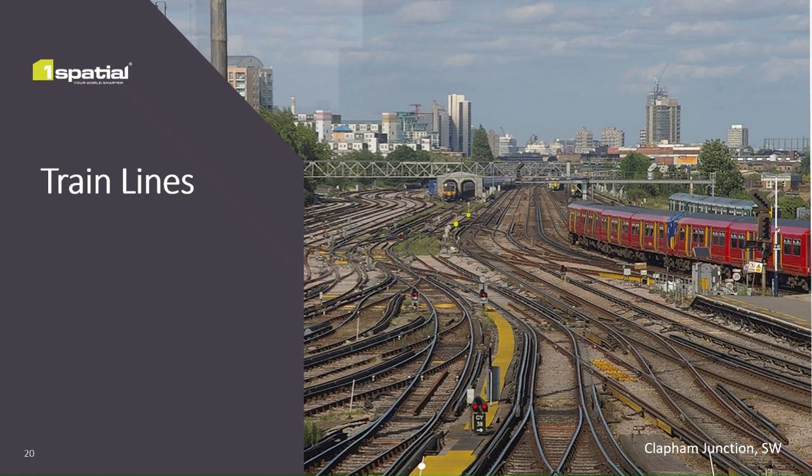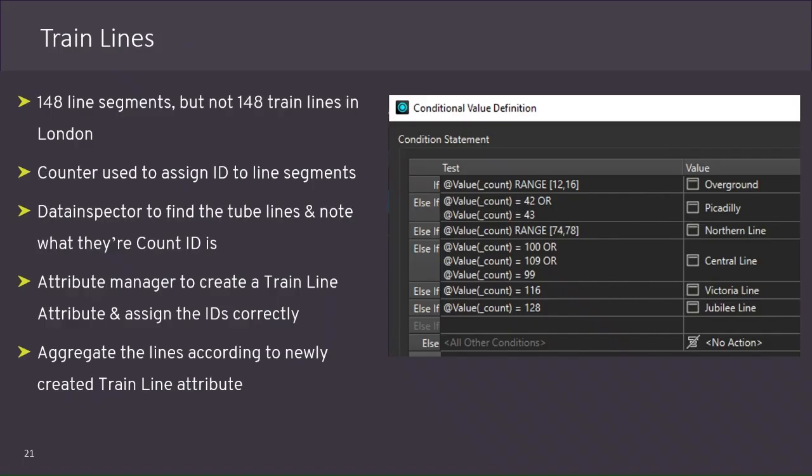And now we'll move on to extracting the different tube lines. So to create the train lines, what we're doing is going through the data inspector of all the line segments out of the 148, because obviously we don't need all of those, and any of them that are segmented and broken apart, we need to find out those and include them. We need to filter for them essentially. So we go through and find those in the data inspector.